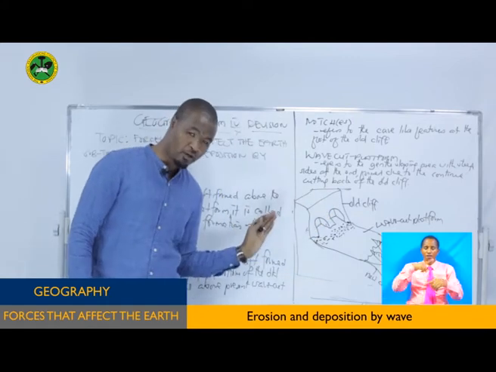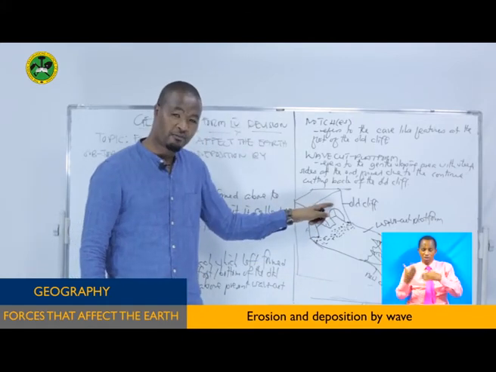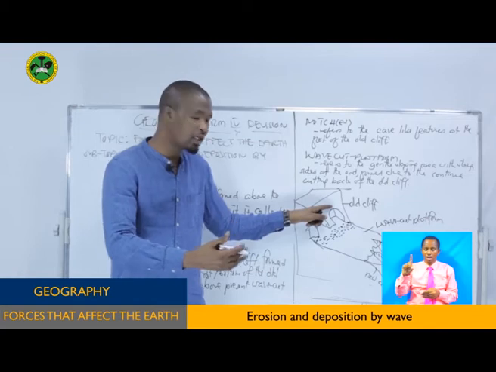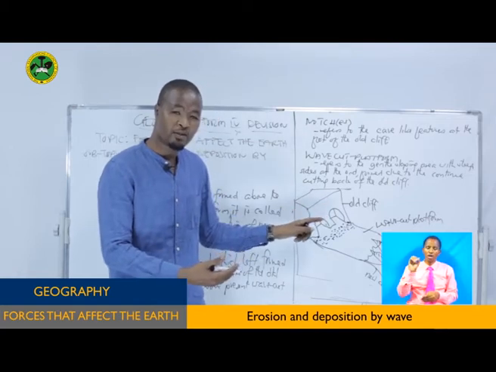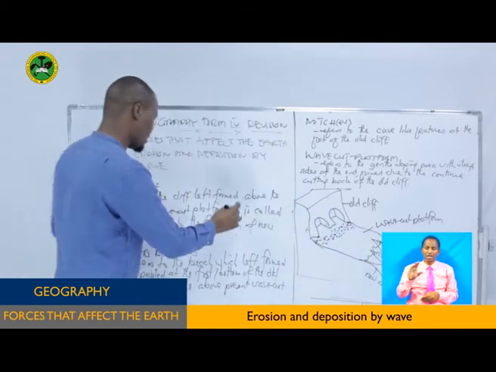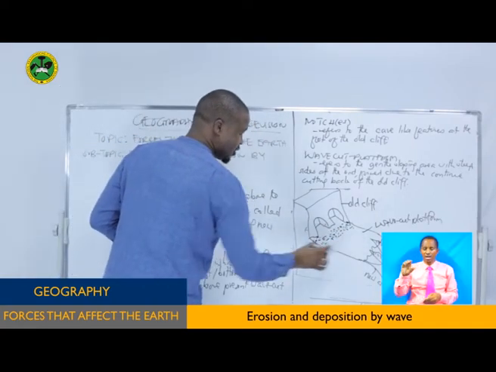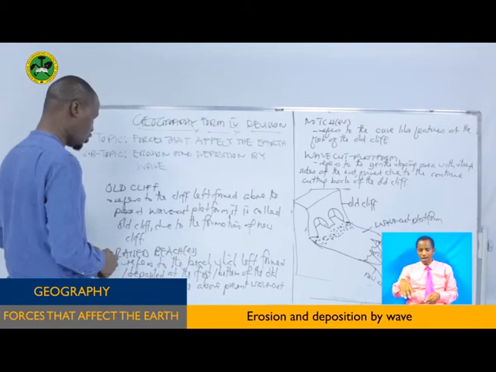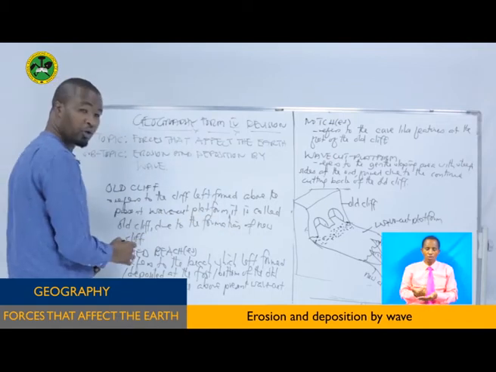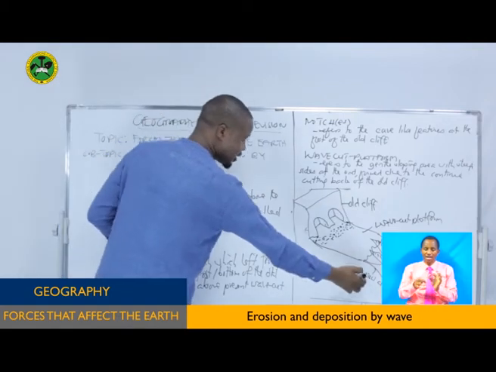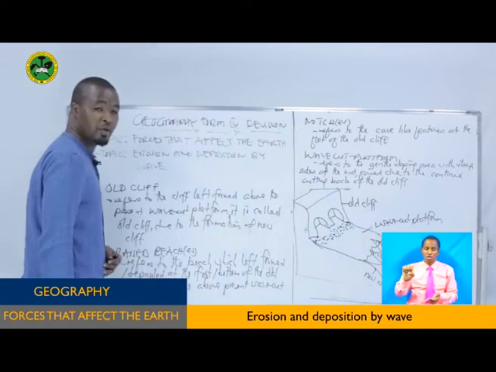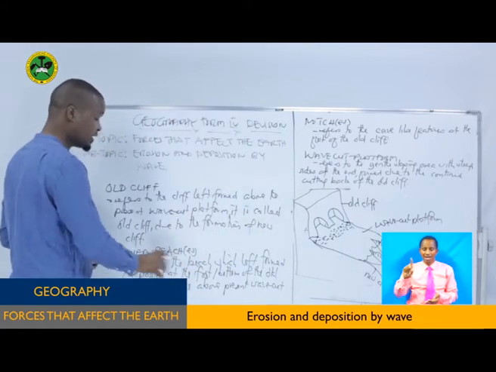So the old cliff is a cliff left formed above the present wave cut platform. It is above this land right here. It is called old cliff due to the formation of the new cliff. It means, why do we call it the old cliff? Because there is a formation of a new cliff right there. Are you with me? Thereafter, we have the raised beach.